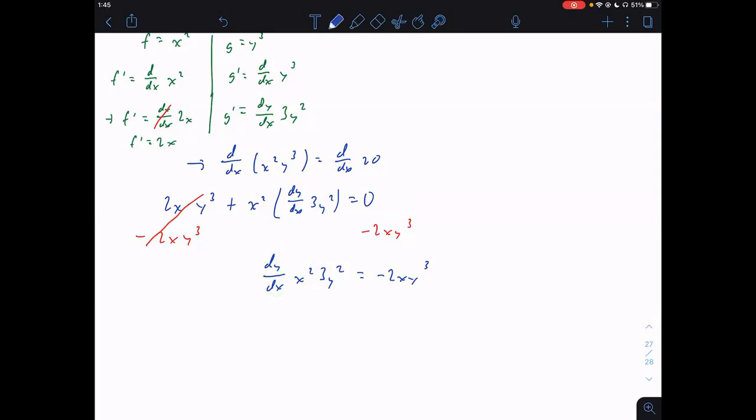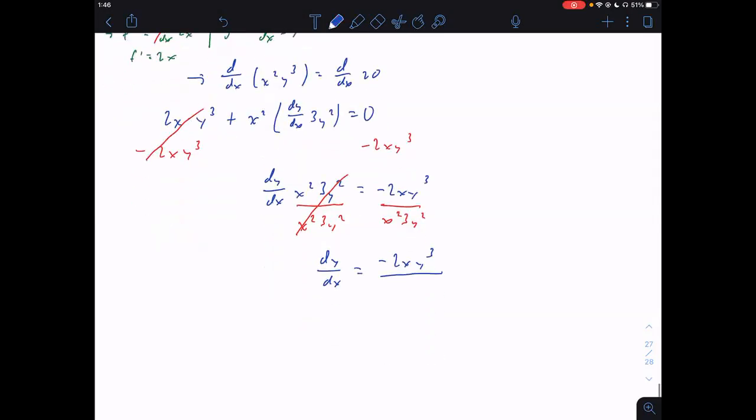Then these two are attached together and multiplying dy over dx. To solve for dy over dx, the next step is to divide this entire piece, x squared times 3y squared, from both sides of the equation. So these two cancel out, and we're left with our implicit derivative of dy over dx going to equal negative 2xy cubed over, and let me move that 3 in the bottom to the front, 3x squared y squared.